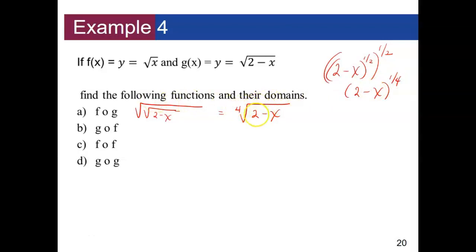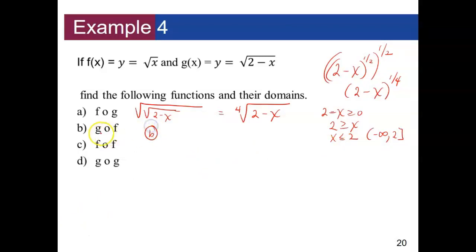As far as the domain on this one, we need to make sure that this is greater than or equal to 0. So 2 has to be greater than or equal to x, which means x has to be less than or equal to 2. So I'm going to have from negative infinity to 2.